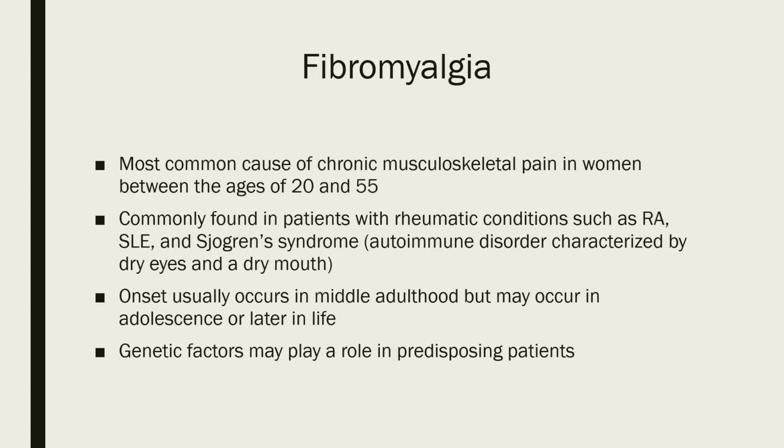So, I just want to take a few minutes to talk about fibromyalgia. Fibromyalgia is the most common cause of chronic musculoskeletal pain in women between the ages of 20 and 55. This is commonly found in patients with rheumatic conditions such as RA, SLE, and Sjogren's syndrome. Sjogren's syndrome is an autoimmune disorder that is characterized by dry eyes and a dry mouth. So onset will usually occur in middle adulthood, but it can occur in adolescence, and it can occur later in life. Genetic factors may play a role in predisposing patients.